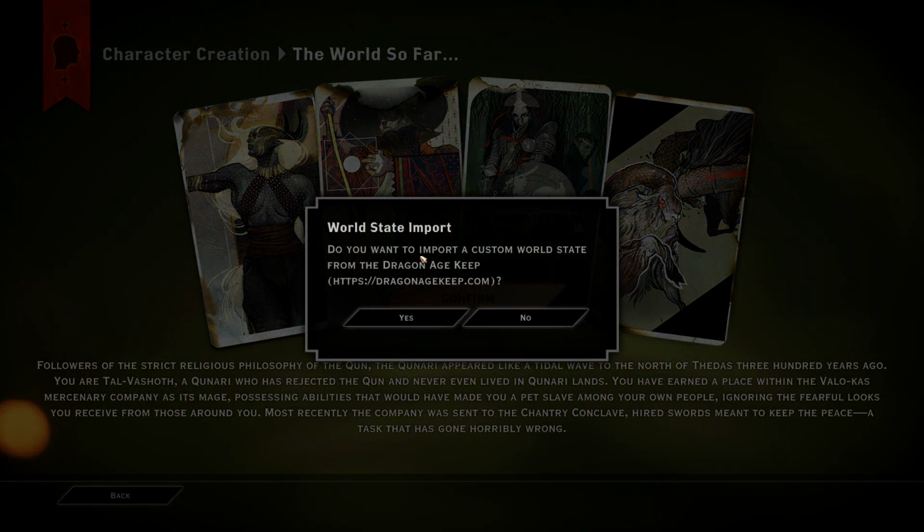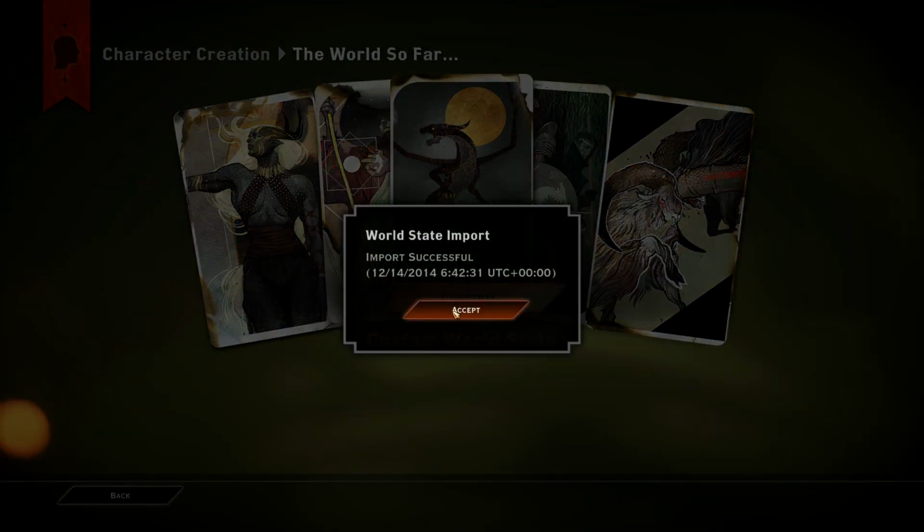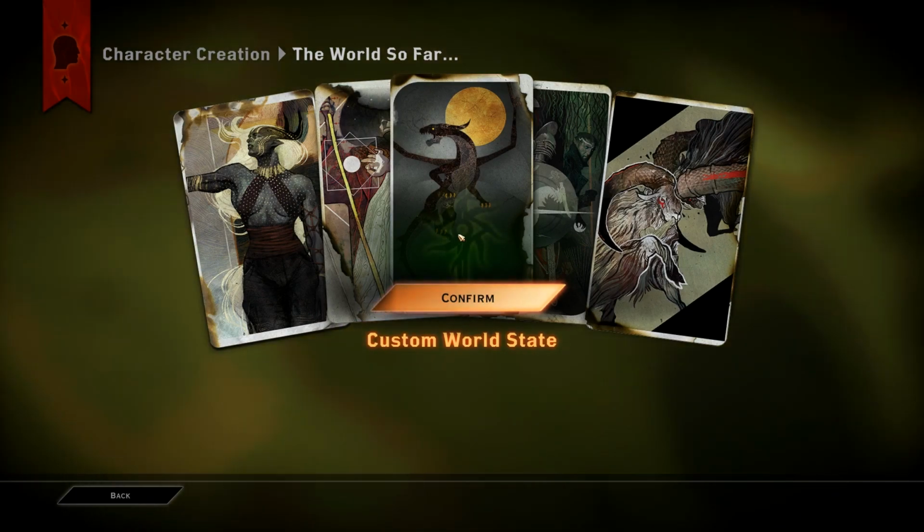Alright, do we want to import a custom world state from Dragon Age Keep? Yes, we want to import. Import successful, because I already have it set up as the world state. Custom world state, confirm.